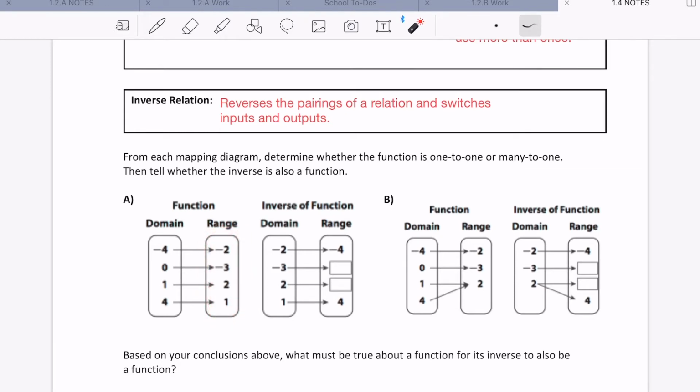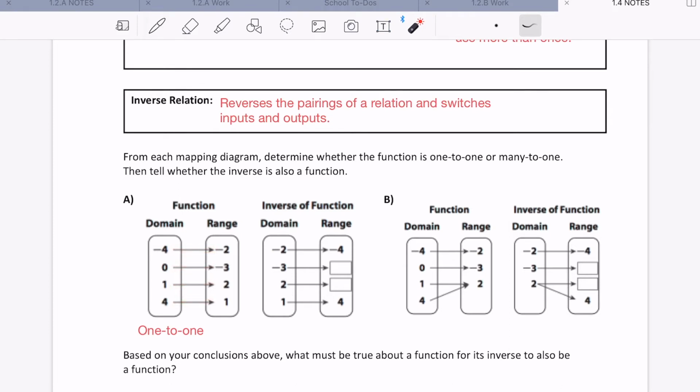When we create a mapping diagram, it is always in order from least to greatest. And you can see that these are in order. Same thing on this end, least to greatest. In a mapping diagram, we then connect each point. So you can see -4 pertains to -2, 0 belongs to -3, 1 belongs to 2, and 4 belongs to 1. Now, when we look at this function, we can tell what type of function it is simply by the output. In this case, we have a one-to-one function because for every x value, we have one y value.